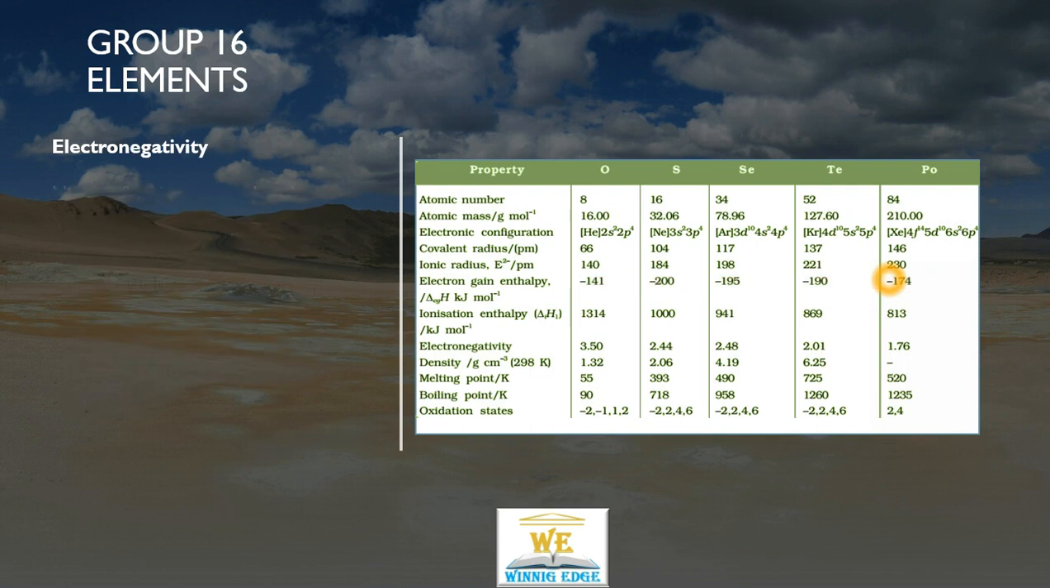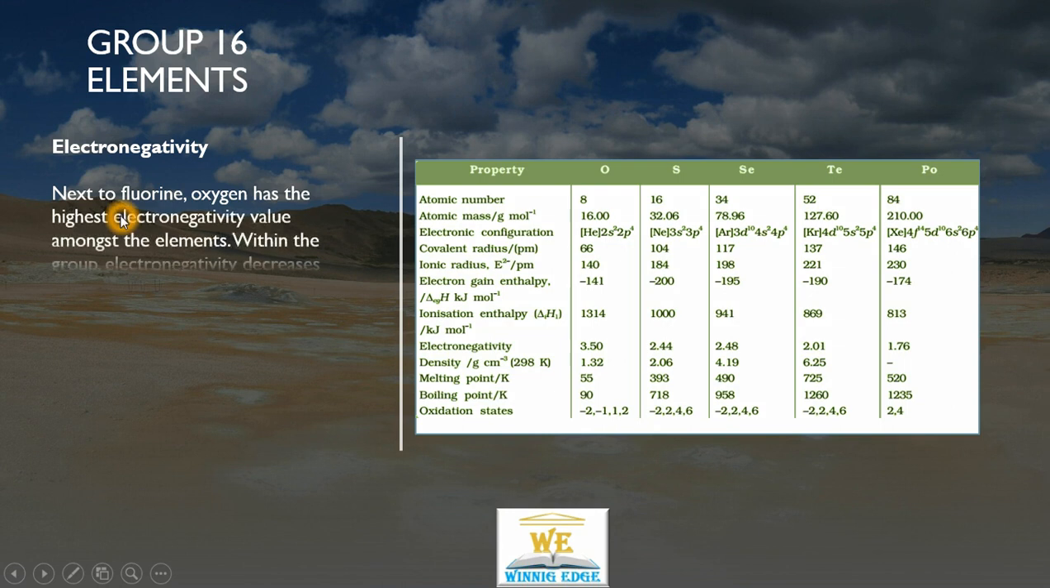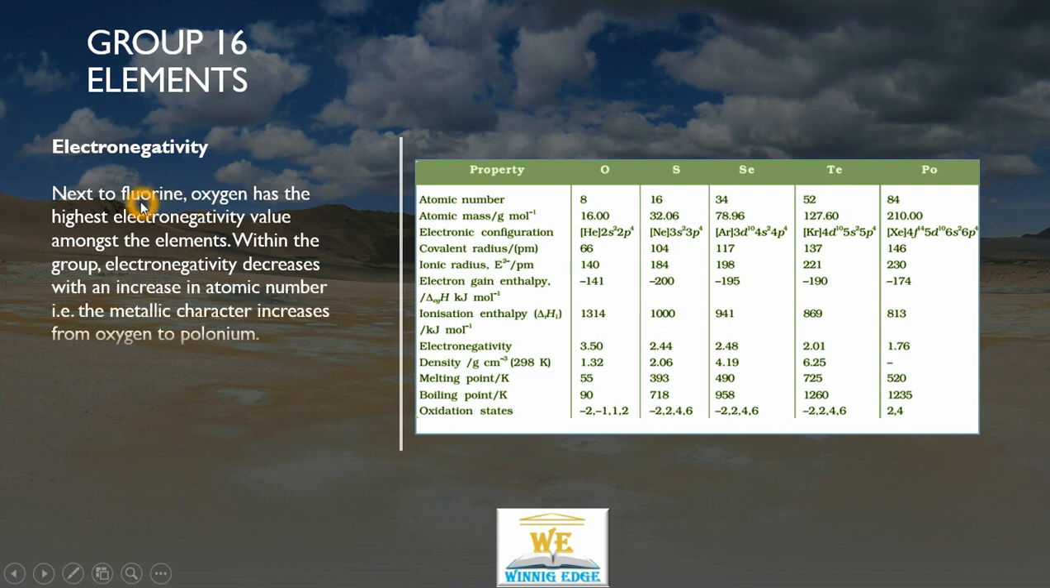Next is electronegativity. In terms of electronegativity, oxygen is only next to fluorine. I mean, it is the second most electronegative element in the periodic table. Within the group, electronegativity falls down the group. The reason is the same as for the covalent radii. As size increases, the attractive force for the shared electrons in bonds reduces with increase in atomic number.